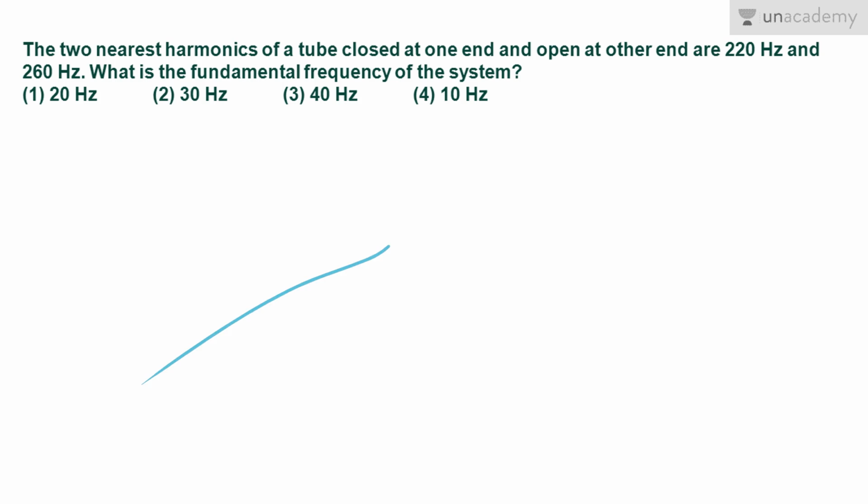The key point while solving this problem is that we should know that the difference between the two nearest harmonics in a closed organ pipe, where it is closed from one side, is equivalent to twice the fundamental frequency. From that logic we can directly solve this problem. Now let us look at the solution, how it is solved.